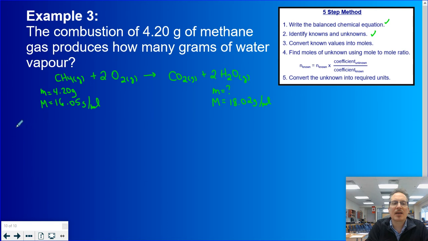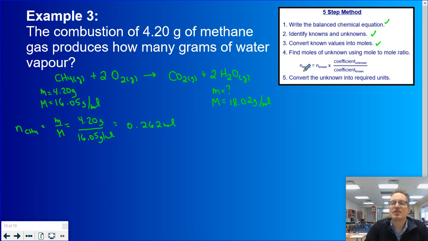Step number 3, calculate the moles of our knowns. So, I know enough information here for methane to find the moles of methane. So, mass over molar mass. We're going to take 4.20 grams, divide by 16.05 grams per mole. So 4.20 divided by 16.05. And we are allowed 3 sig digs in the question, so 0.262 moles of methane.